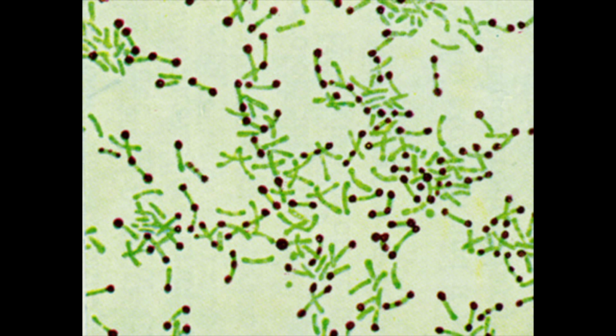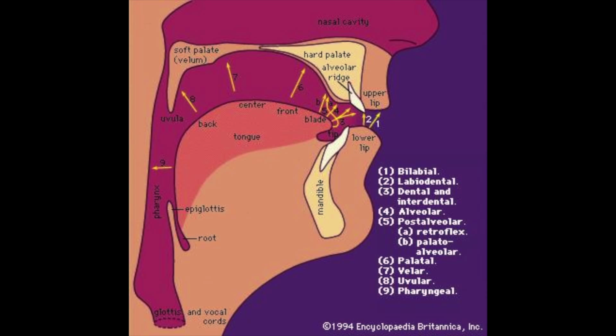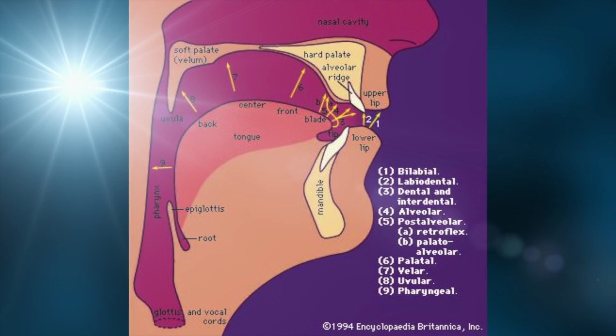Diphtheria is a serious disease caused by the bacteria Corynebacterium diphtheriae. Usually, the bacteria infects the throat and the pharynx. During the course of the infection, a membrane-like growth appearing on the throat can stop breathing.